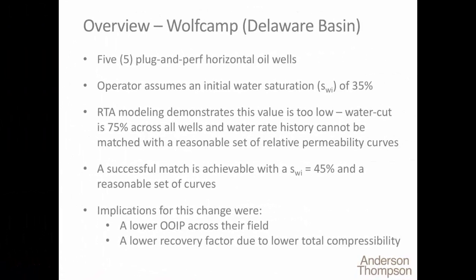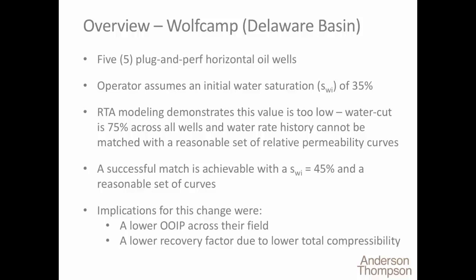When we started the study, this wasn't even one of the objectives. It's just something that popped out of the data. This isn't an uncommon story either, by the way. The operator assumed a very low initial water saturation. And so that means a very good gas or oil saturation. That's the corollary there. So RTA modeling demonstrated that this value is too low. The water cut that we're seeing on these wells was 75% water cut with a 35% initial water saturation. There's a bit of a disconnect there.